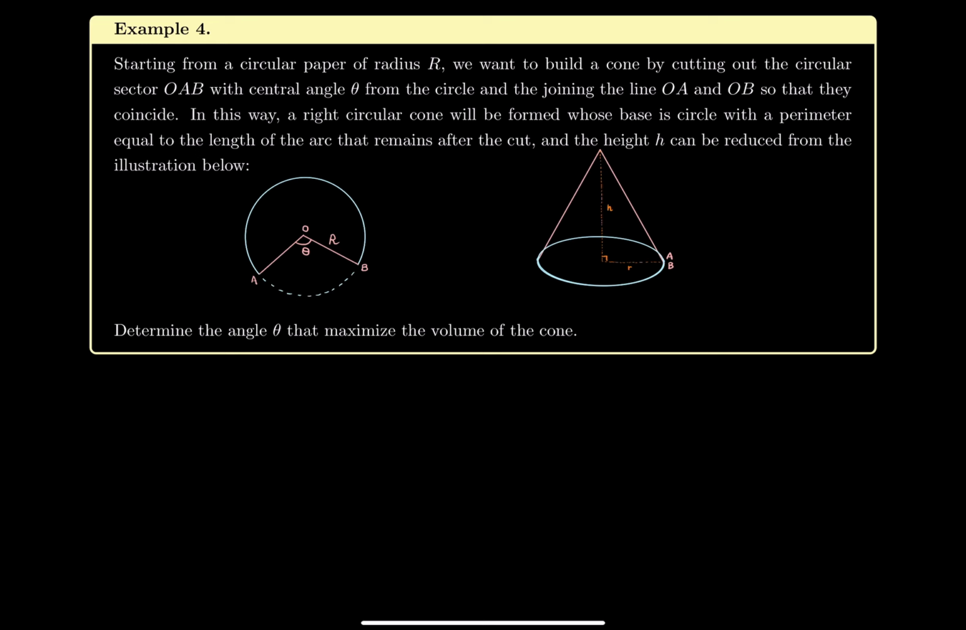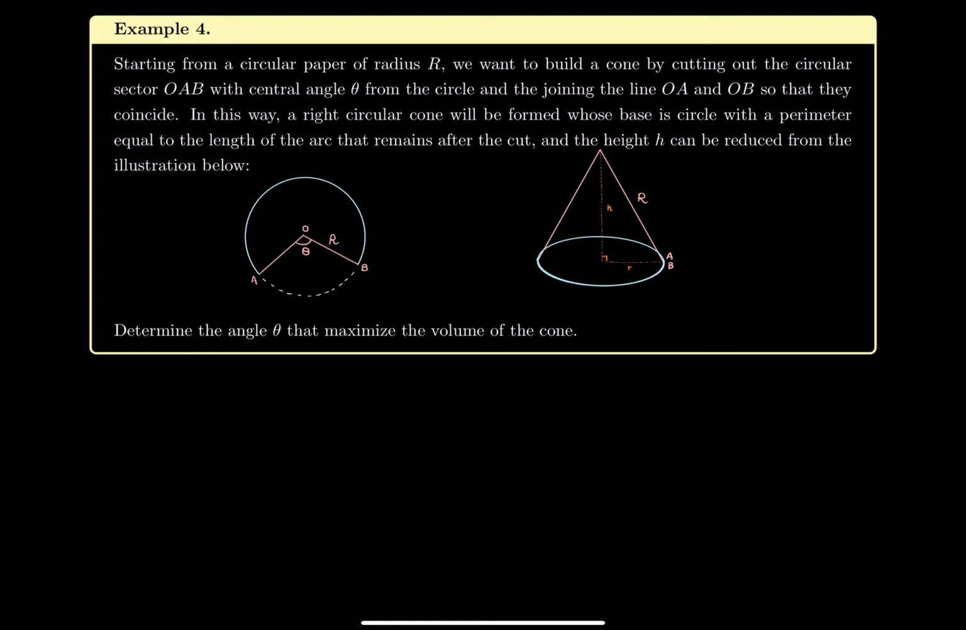Okay, so this right circular cone will be formed whose base is a circle with a perimeter equal to the length of the arc. So this would equal to this part. And you can see that this would be your OA or OB when they come together, which means this part will be my capital R, and the height can be deduced from the illustration below. So this height, this h, we don't really know because it's not given to us, but we can find the relationship between this r and this radius, right?